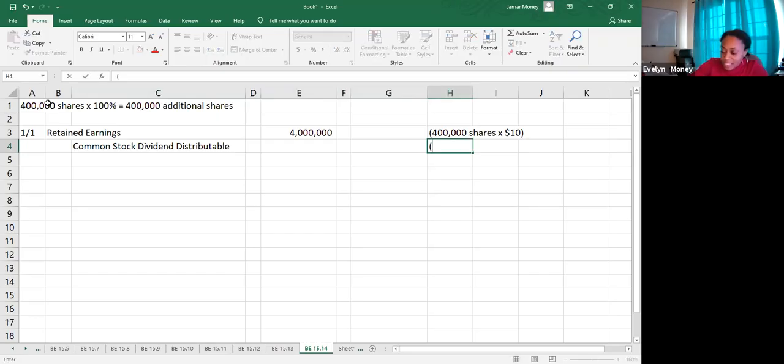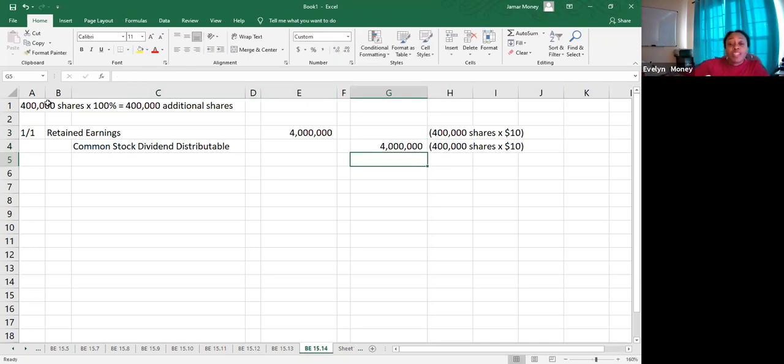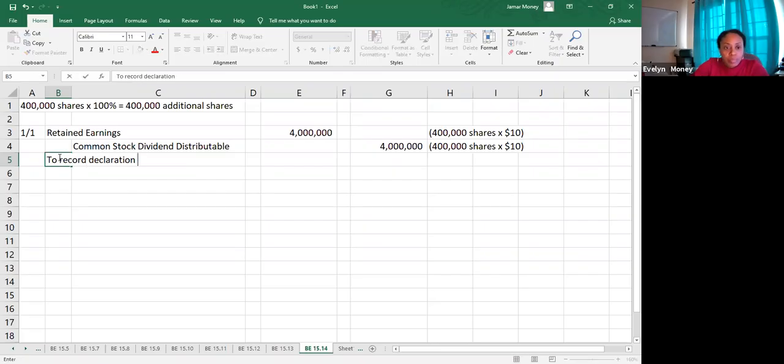So it's essentially the same thing. It's still 400,000 shares at $10. My journal entry balances. I don't need any paid-in excess of par because we're debiting or capitalizing retained earnings at the par value. So it really does make my entry a whole lot easier. That's all I have to do. Large stock dividend.